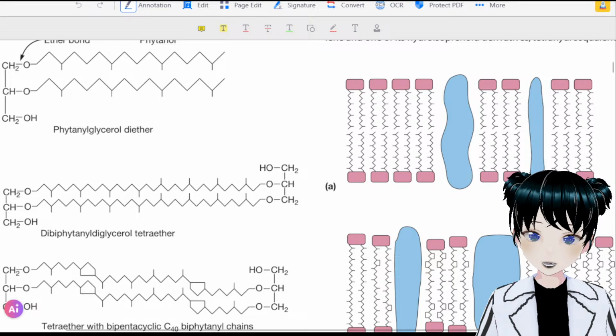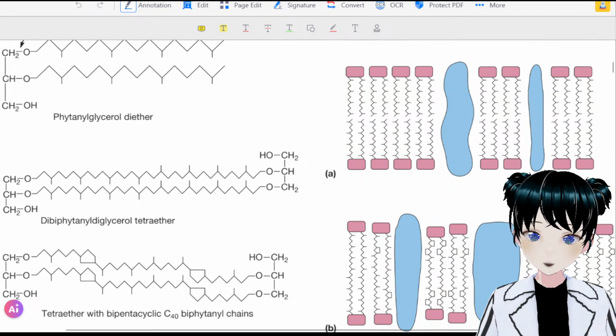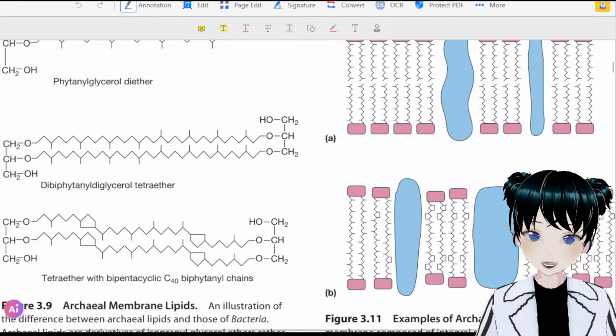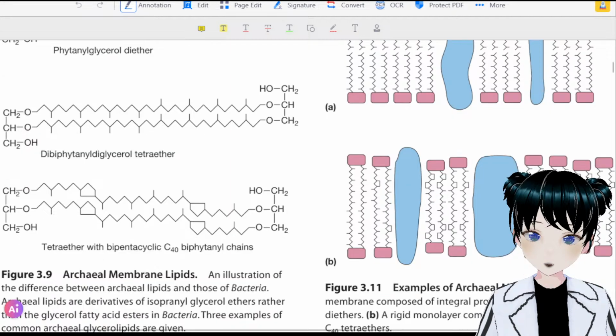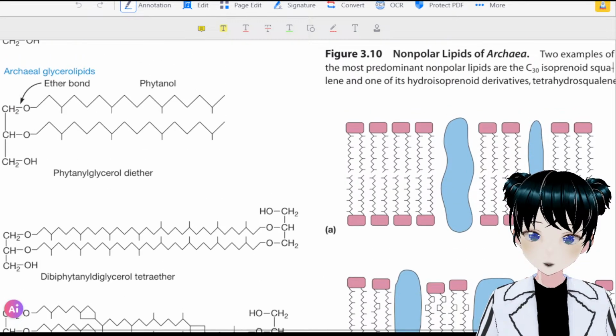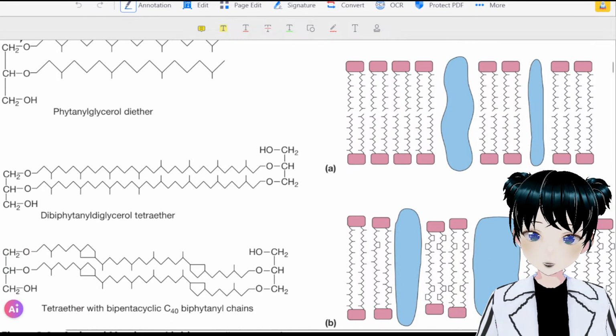One layer, double layer. But the interesting part of the archaea is that they make something very unique. They make single layers, monolayers. Look at this. Do you see them separately? Yes, we can see them. Do you see these separately? No, you can't see. This is a monolayer.